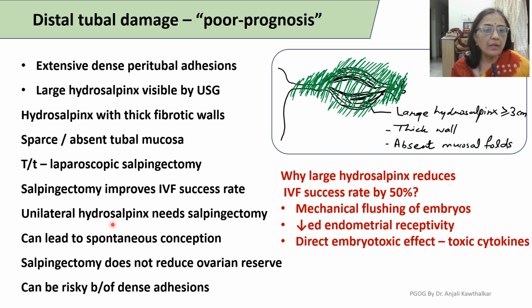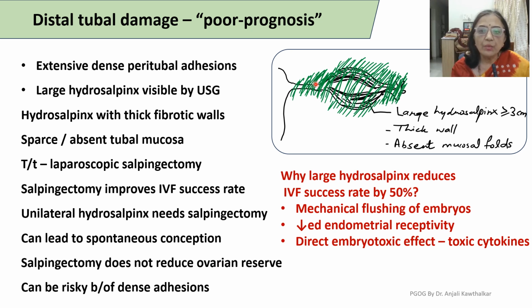Even if there is a unilateral hydrosalpinx, that also needs salpingectomy. Sometimes this salpingectomy can lead to spontaneous conception also. In some cases, IVF might not be necessary. Salpingectomy does not reduce ovarian reserve is the new research.